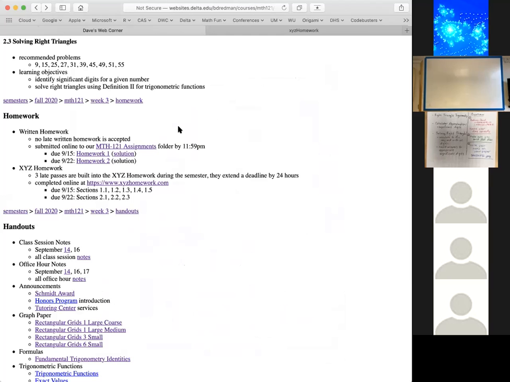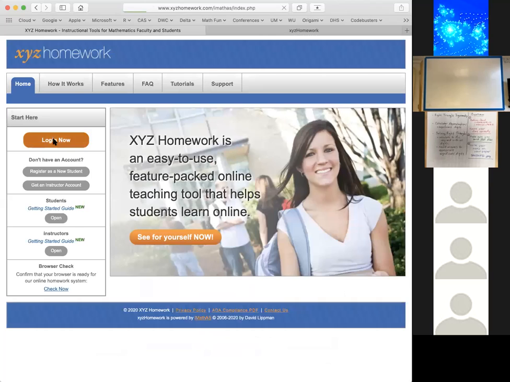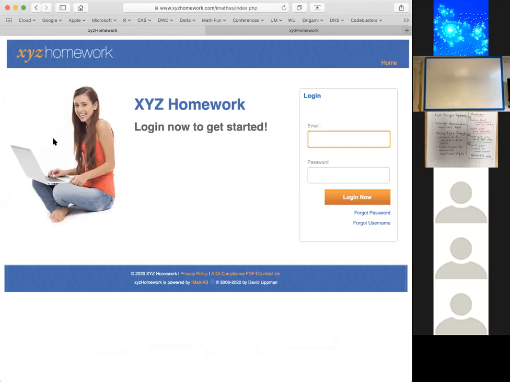Okay, back to XYZ homework. So Jeffrey's question is good. I want to hit it by showing you where you're going to find that. So Jeffrey's question, XYZ homework. I'm going to log in. Too many logins nowadays, right?